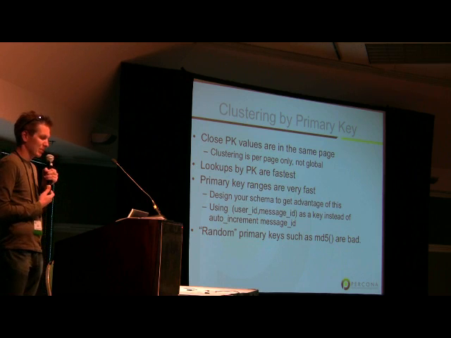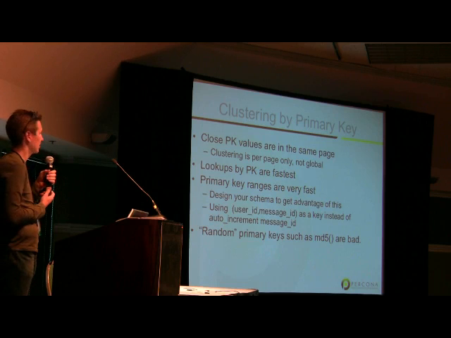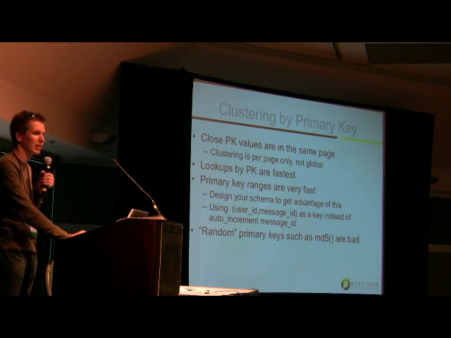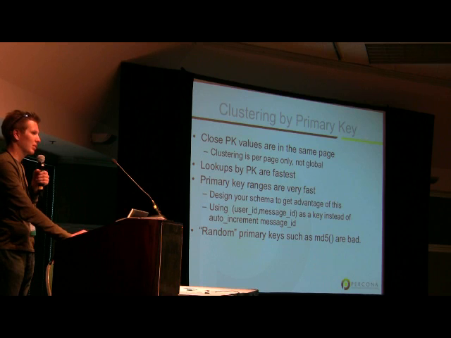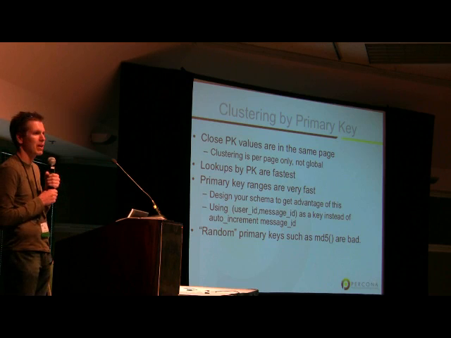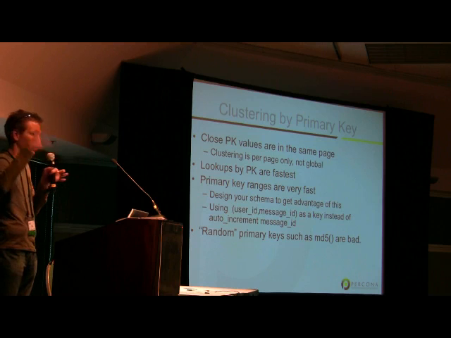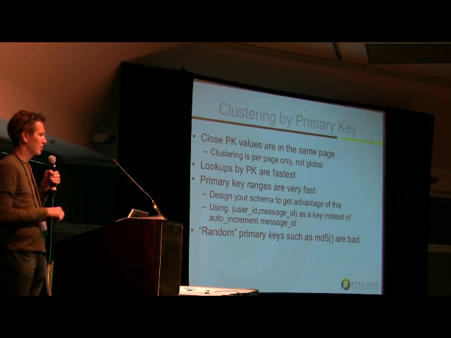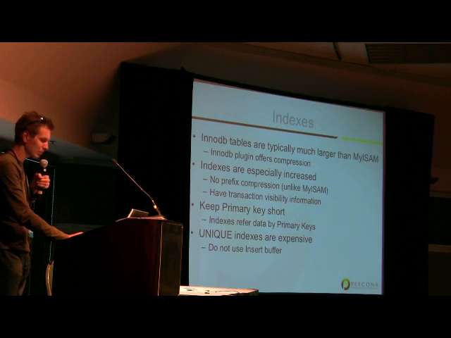Clustering by primary key. I guess you all know this stuff. You can define your schema by taking advantage of clustering by primary key. What that also means is that using random primary keys like MD5 or something like that is very bad for InnoDB, because it makes InnoDB constantly do page splits for the clustered index, which is bad.